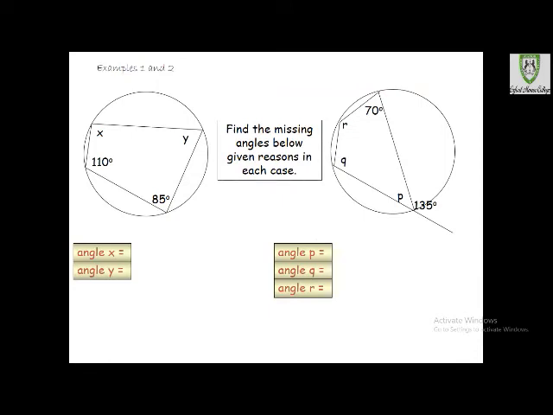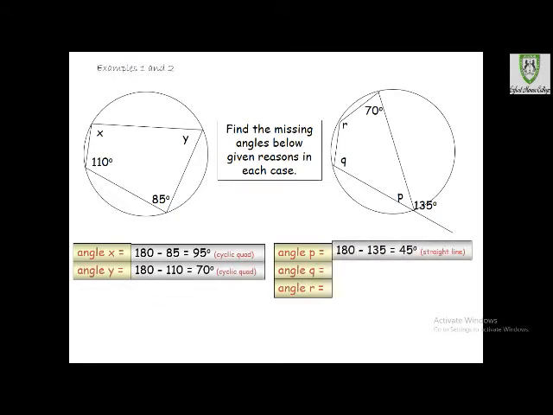We are asked to find angle X and Y and angles R, Q, and P. Angle X is 180 degrees minus 85, because they are opposite each other and they sum up to 180 degrees. And angle Y is 70 degrees. Angle P is 45 degrees, angle on a straight line. Angle Q is 110 degrees, 180 minus 70. And angle R is 135, from the rule that says exterior angle of a cyclic quadrilateral is equal to opposite interior angle.